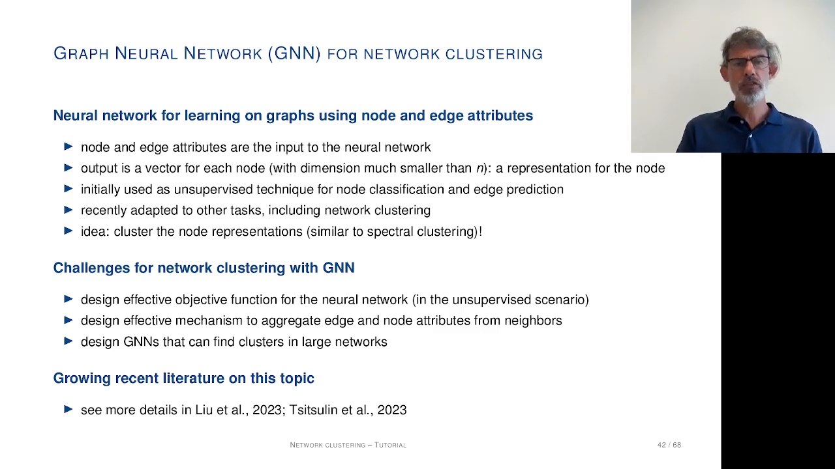So the challenges for network clustering with GNN is actually designing an objective function for the neural network in the unsupervised scenario. This is more challenging. And then defining effective mechanisms to aggregate edge information and node attributes from the neighbors. And the third is actually scaling up these GNN models to find clusters in very large networks. There's a growing recent literature on this topic, and here in the slides are two recent references on this issue.